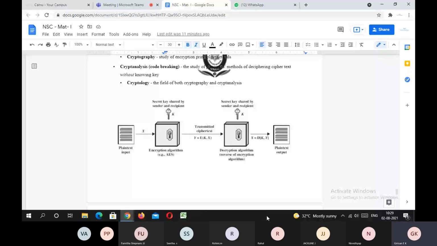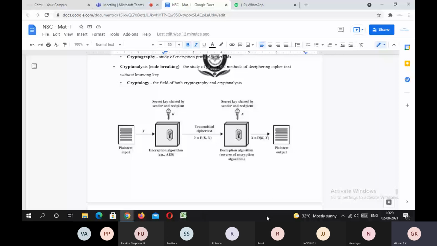Then it travels in the network and reaches the receiver. What does the receiver have to do? He has to find the value of X. So he computes the value of X, which is called the decryption process, or decipherment, or decoding. Three names you can give. X equals D of K comma Y, that is, decryption of K comma Y. K is the key. Y is the ciphertext.